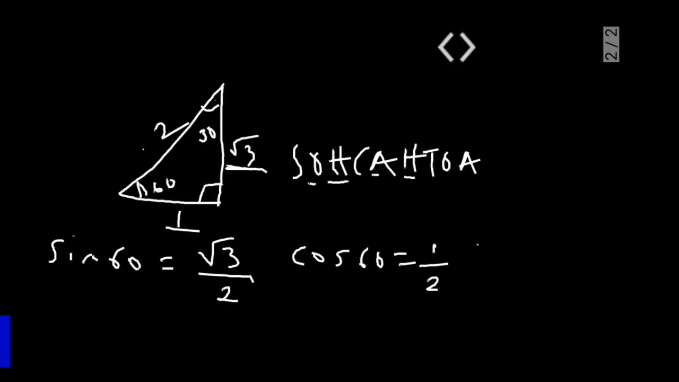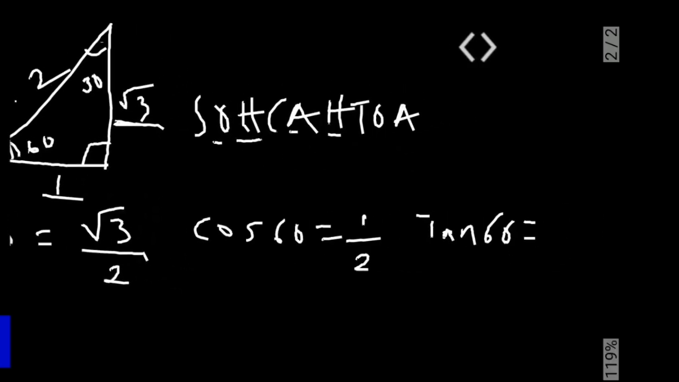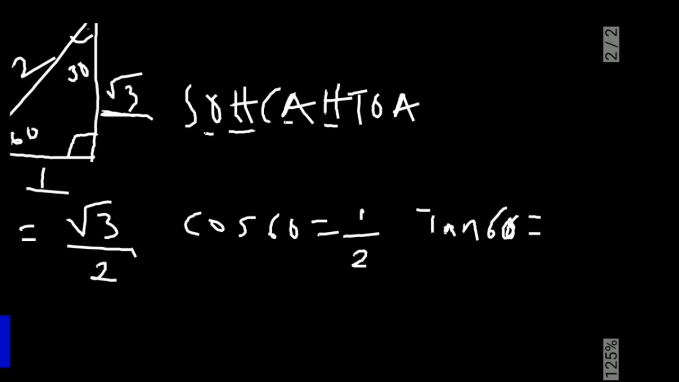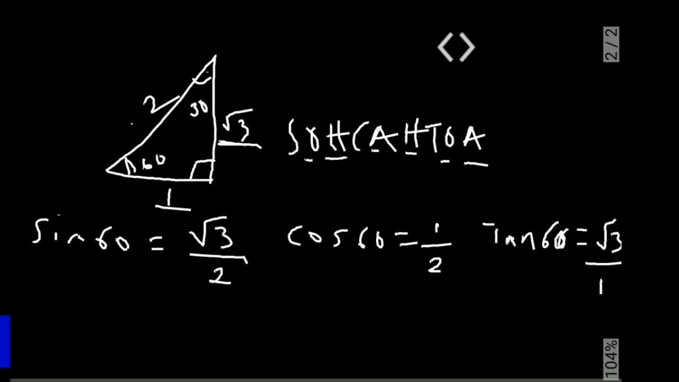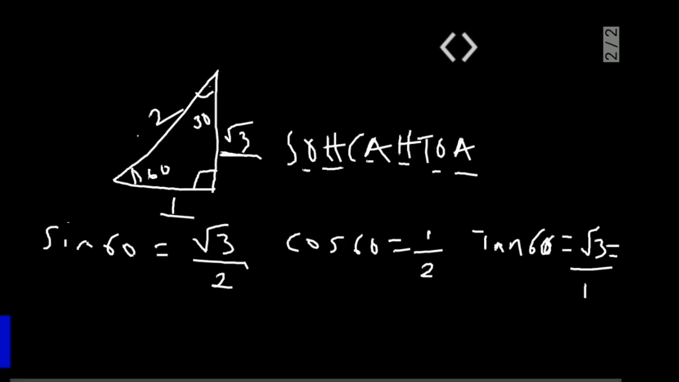And we have tan 60, which is equal to opposite over adjacent. Our opposite is root 3 and our adjacent is 1. This is equal to root 3. So these are the values for sine 60, cos 60 and tan 60.